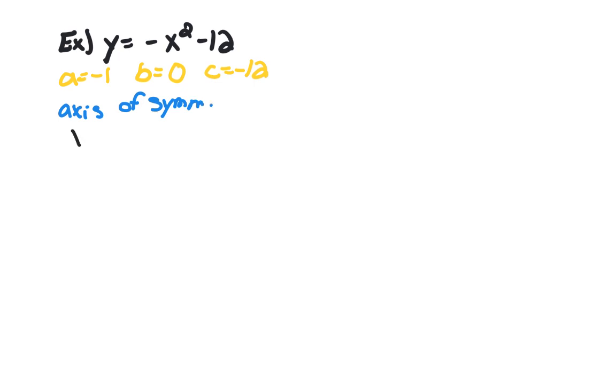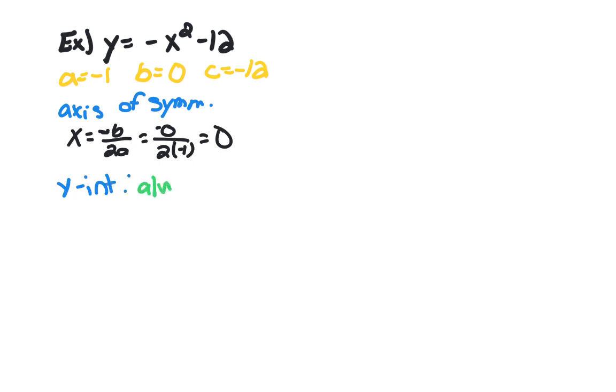So again, this is x equals negative b over 2a. Let me make that negative more distinct. Here we do not have a b, so that is 0, negative 0 over 2 times negative 1, which is just 0. Okay, from there we're going to find our y-intercept, which I did not tell you on the last slide. It is always your c value. So as a point, that would be (0, negative 12), since negative 12 is our c value.